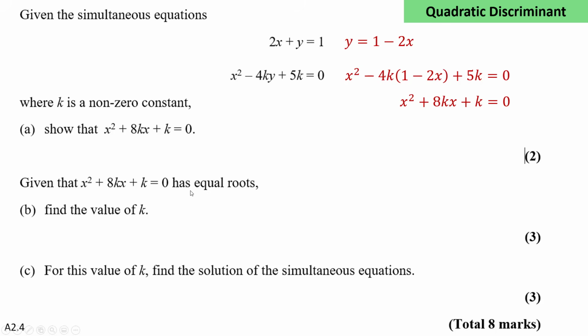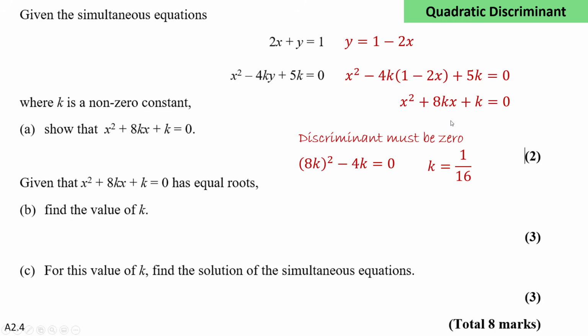Coming back to this case, it has equal roots, so the discriminant must be 0. So the b squared, 8k squared, minus 4ac, minus 4k, equals 0. So from this, we see that k equals 16.